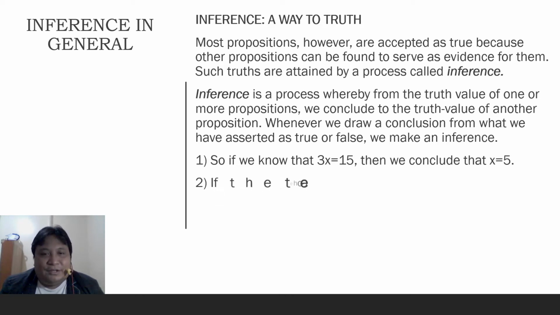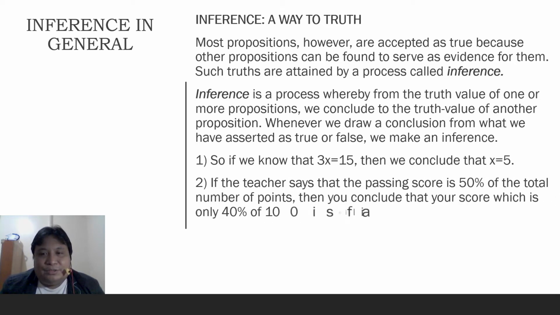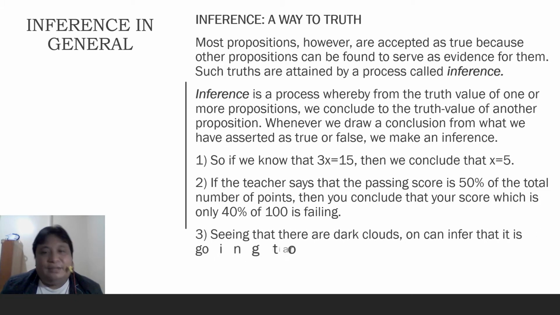Another example. If the teacher says that the passing score is 50% of the total number of points, then you conclude that your score, which is 40% of 100, is already a failing score, a failing grade. And number 3, seeing that there are dark clouds, using the evidence based on your senses, that's what you have observed, the basis of your observation. Seeing that there are dark clouds, one can infer that it is going to rain.